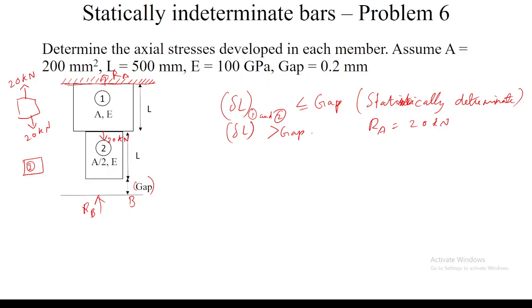No. See, here when I take a cross section and look at the forces acting above and on this side, what will be the value of the force acting on this cross section? 20 kilonewton minus the weight of the first part. No, here I am not considering the self weight. What I am considering is 20 kilonewton as a point load, an externally applied load.